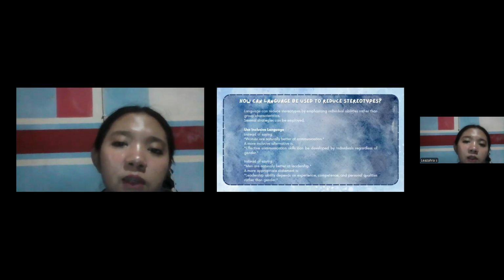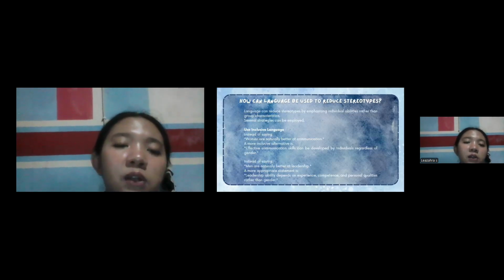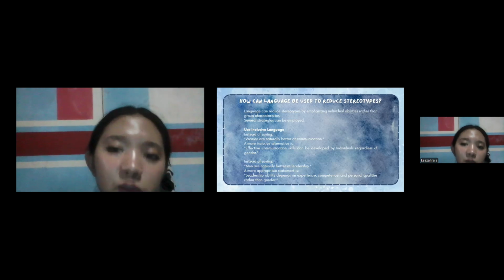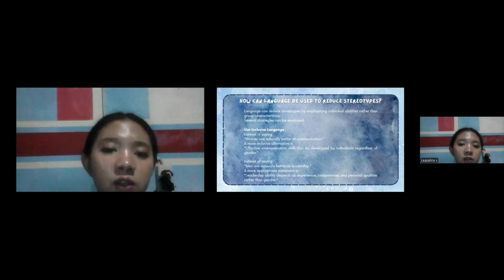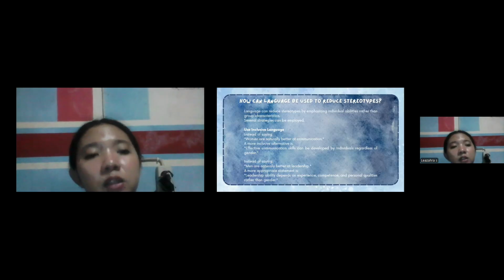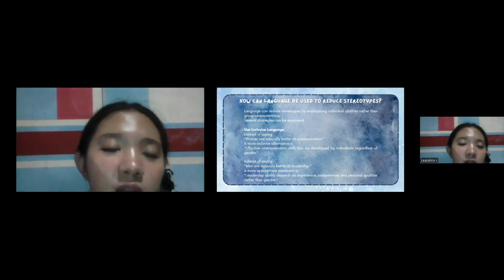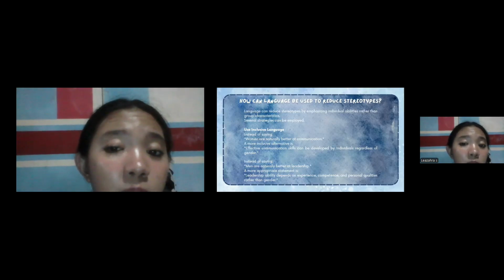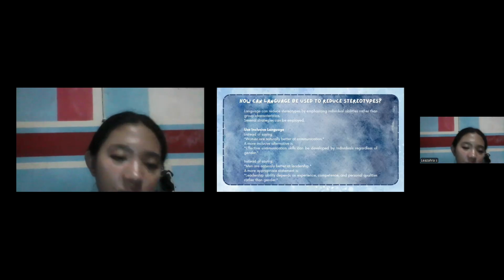How can language be used to reduce stereotypes? Language can reduce stereotypes by emphasizing individual ability rather than group characteristics. Several strategies can be employed. Use inclusive language. Instead of saying women are naturally better at communication, a more inclusive alternative is: effective communication skills can be developed by individuals regardless of gender.